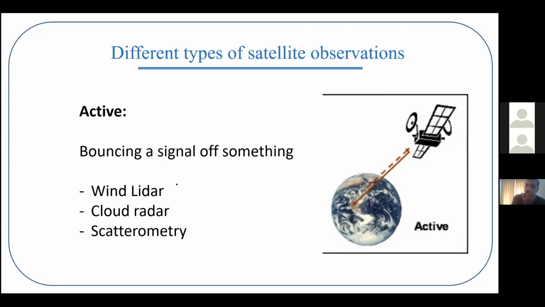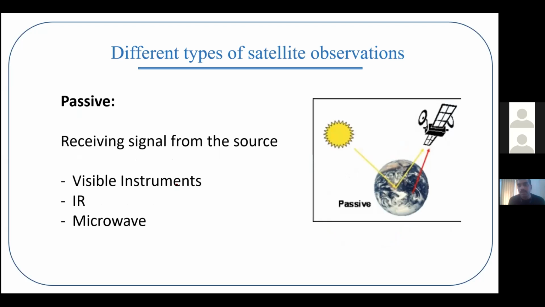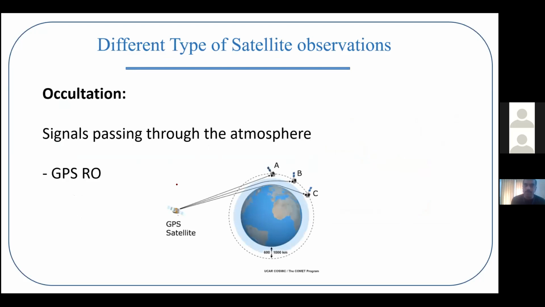The passive sensors measure observations by receiving the signal from the source. They are not sending out signals. Examples are visible instruments. In daily newspapers, the satellite pictures you see are from a passive source. IR and microwave images are also examples of passive sensors. There are also other types of satellite observations, such as GPS radio occultations, in which you have a series of GPS satellites, and this radio occultation gives you the refractivity of the atmosphere.